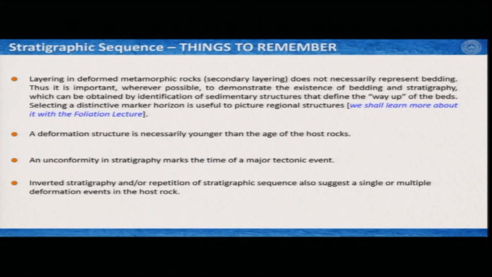And once you identify the primary layers, then it is important that you try to understand what is the younging direction. Any deformation structure that we see in the field are essentially younger than the host rocks. That's something that you need to remember, and it's obvious. And if you see, as we discussed in the previous slide, any sorts of unconformity in the stratigraphy, inverted stratigraphy, repetition of stratigraphic sequence, etc., all these things, if you encounter in the field, they suggest immediately that there must be either a single or multiple events of structural deformation or tectonic phenomena.